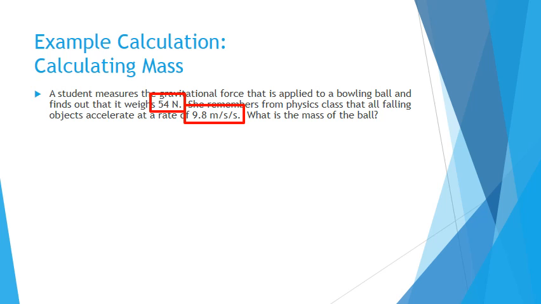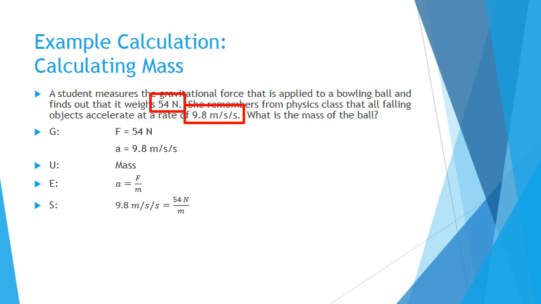Let's start by writing out our given information. It says that 54 newtons is the amount of force that's applied, and the acceleration of the falling object, of all falling objects, is 9.8 meters per second per second. The unknown in this problem, it says what is the mass of the ball, so we're looking for the mass. We're going to use that same equation, acceleration equals force divided by mass. Let's start by plugging in our known values. A, the acceleration is 9.8, that goes on the left side of the equation. F, the force is 54 newtons, and M is my unknown.